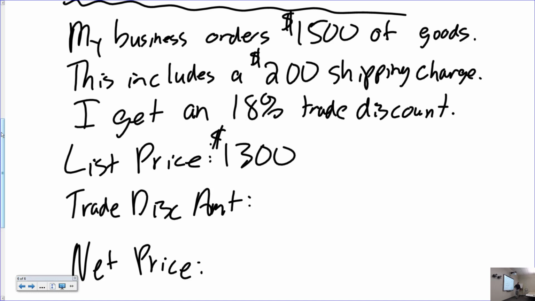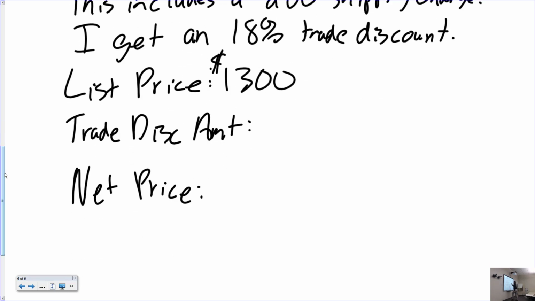Okay. So technically, then, folks, what's going to be our trade discount amount? 1,500. Well, how much do we get? 18%. Well, what is that? Okay, good. So do it, right? What's 0.18 times 1,300? 234.